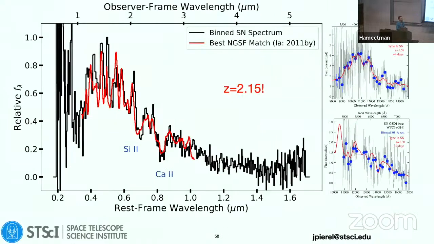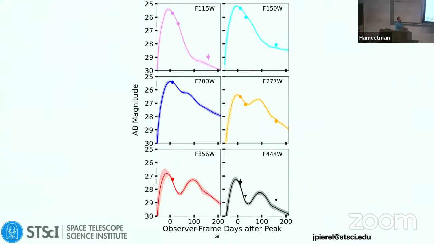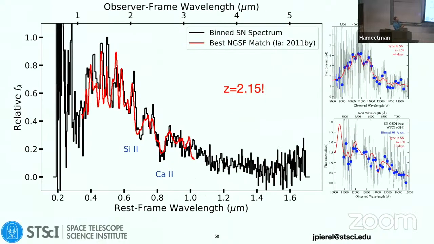It's at redshift 2.2. And this one's a little bit better. I'm going to put this on the side for comparison again. This is where we were at 1.6. And at 2.2, this was a pretty good match to a normal type 1A. So this one, a robust classification of type 1A at redshift 2.15.